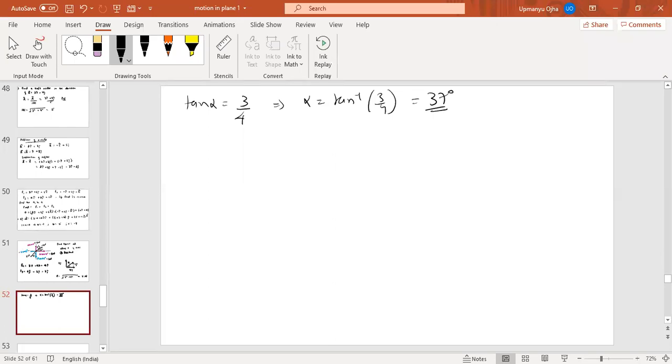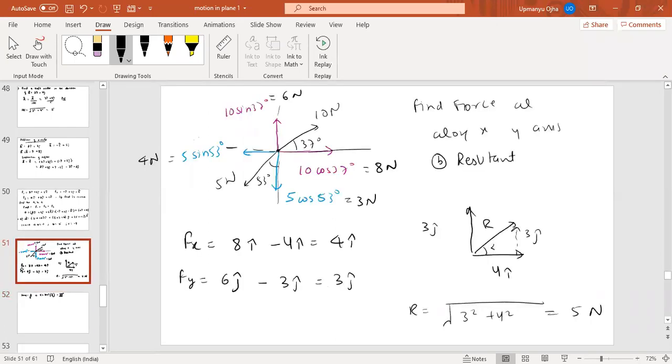So we can see that this is another method to find the answer. This is the sum that we have: 10 Newton force and 5 Newton force. The 10 Newton force acts at an angle of 37 degrees from the x-axis, and the 5 Newton force is acting at an angle of 53 degrees from the y-axis. So that is the resultant force which we are getting. This is another method to find the resultant force.